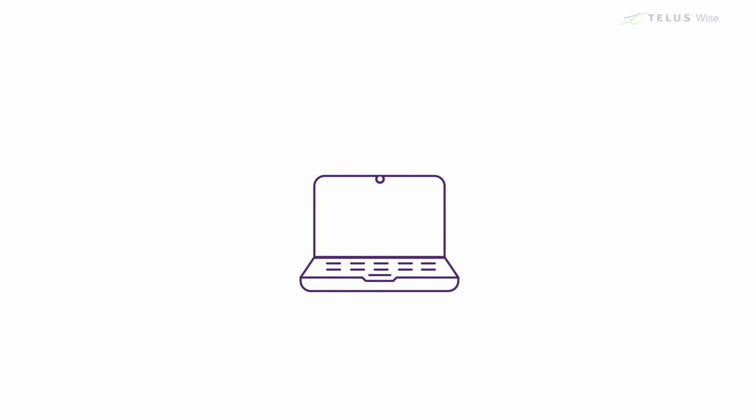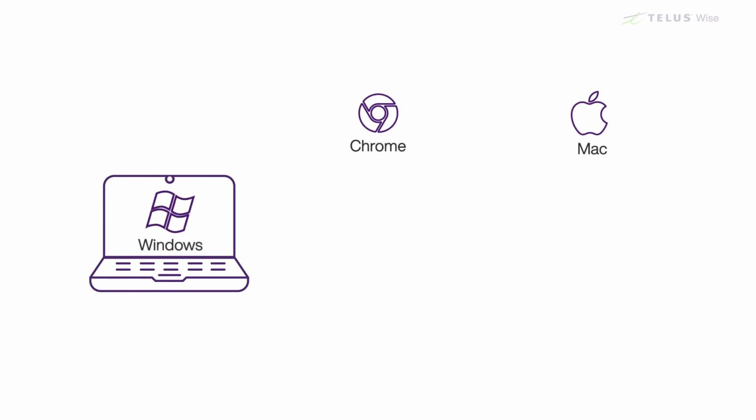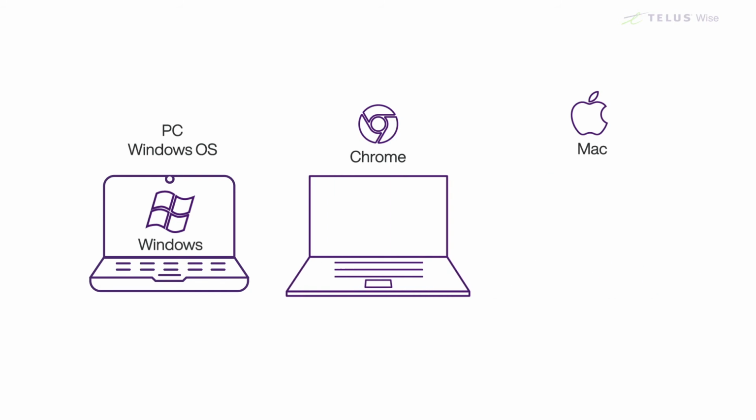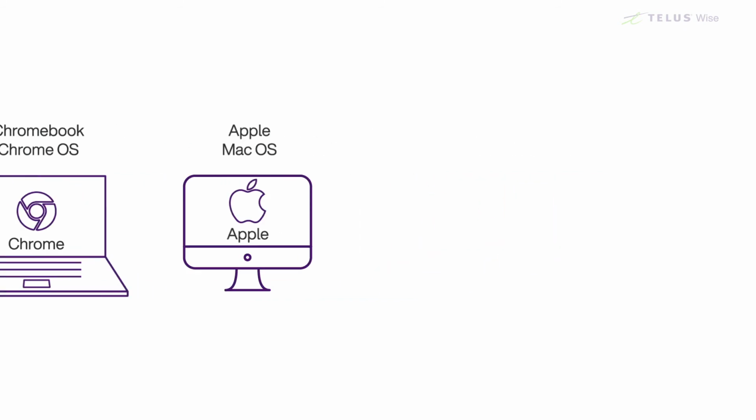There are 3 common OSs for computers: Windows, Chrome, and Mac. There are lots of different types of computers that run Windows. These are sometimes called PCs. And Chrome OSs. These are called Chromebooks. Only computers made by a company called Apple run the Mac OS.